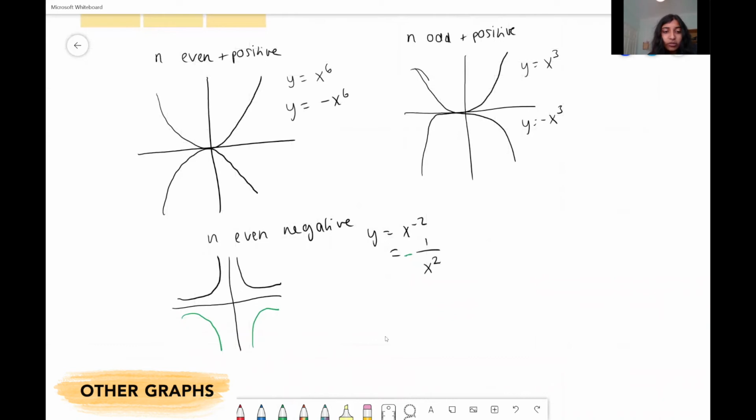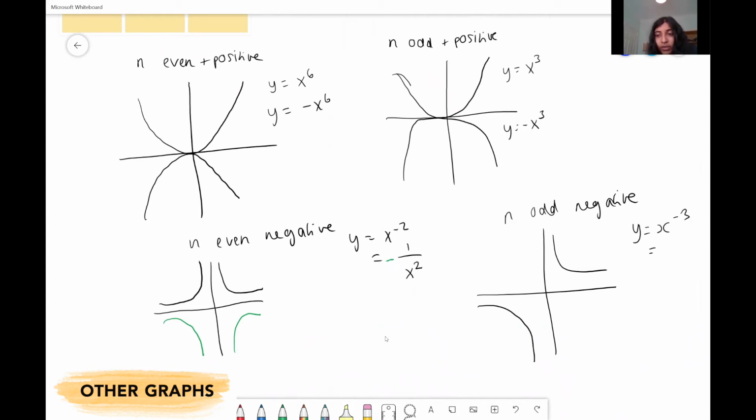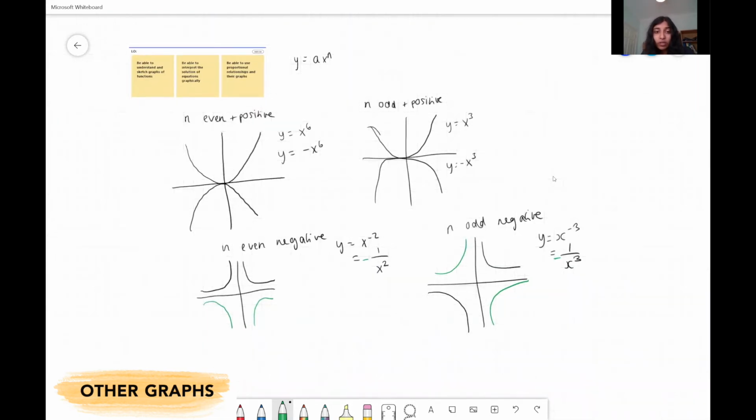And then the final version of graphs you'd have is if n is odd but negative. Then the graph would always be in one quadrant, and then in the opposite quadrant like that. So this is if it is like y equals x to the power of minus 3, which is also the same as y equals 1 over x to the power of 3. So that's the same if it was negative, it will just be in the other quadrant. It will just be flipped around. But these four are just the main graphs that you would face.